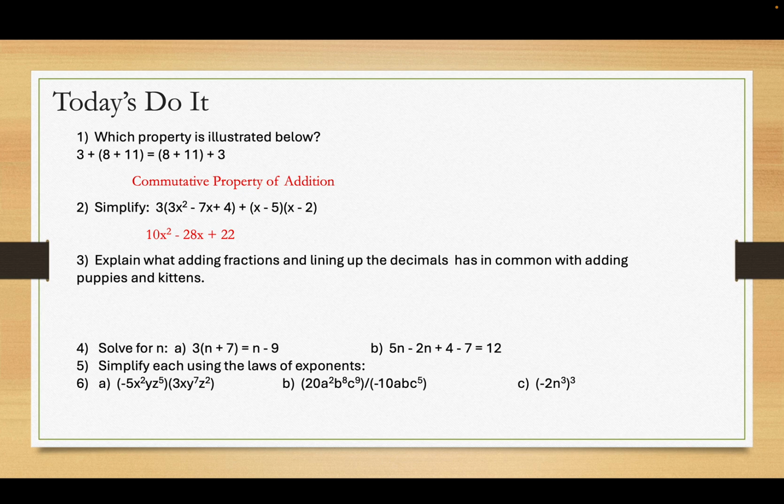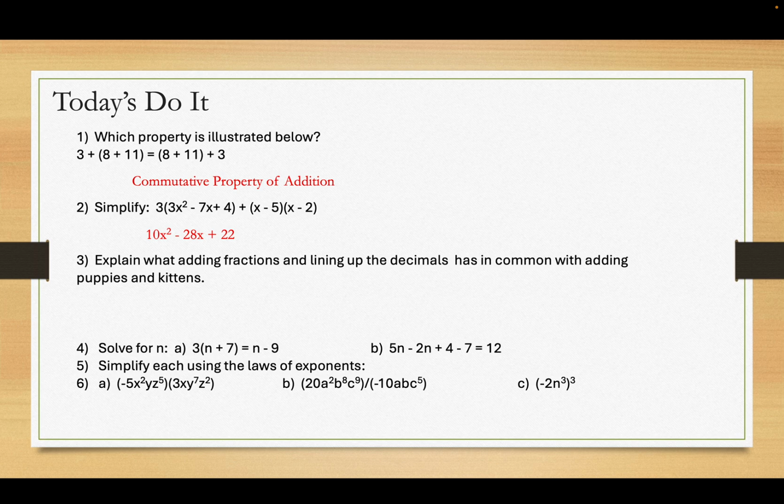Explain what adding fractions and lining up decimals has in common with adding puppies and kittens. Well, we had questions like this on your project. What's so important to understand is the only way to add on the face of this earth in the universe is to add things that are alike, that have, if you will, a common category. So when you're adding fractions, you have to get a common denominator. That's a common category. Remember when we first introduced it, we actually wrote the denominators as words.